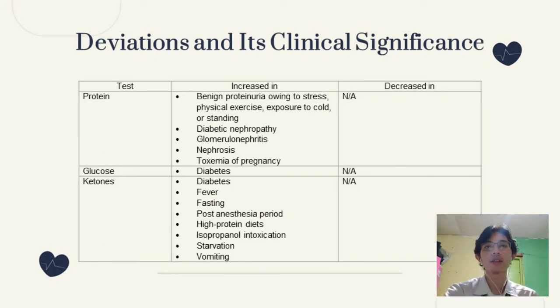And for the tests, protein may be increased in benign proteinuria owing to stress, physical exercise, exposure to cold, or standing, diabetic nephropathy, glomerulonephritis, nephrosis, and toxemia of pregnancy. For glucose, it may be increased in diabetes. For ketones, it may be increased in diabetes, fever, fasting, post-anesthesia period, high-protein diets, isopropanol intoxication, starvation, and vomiting.